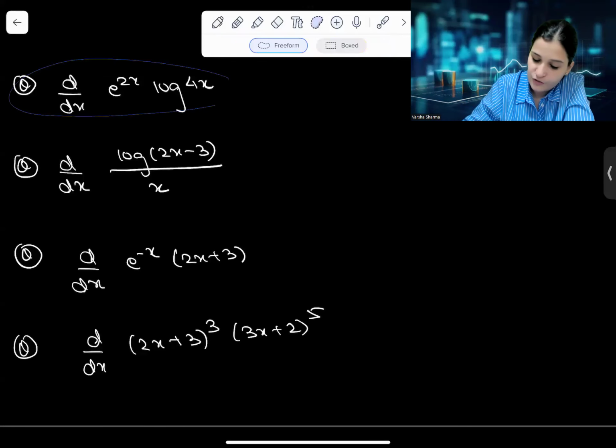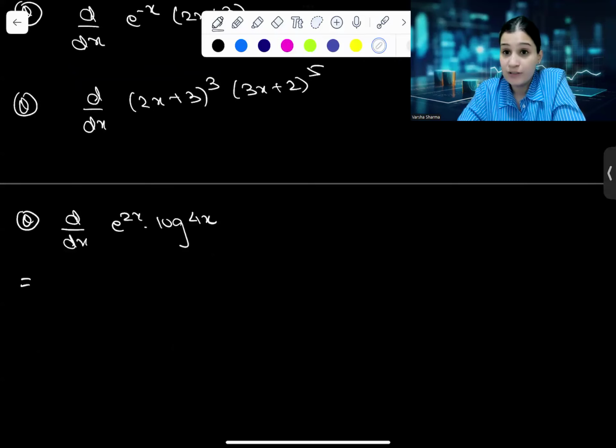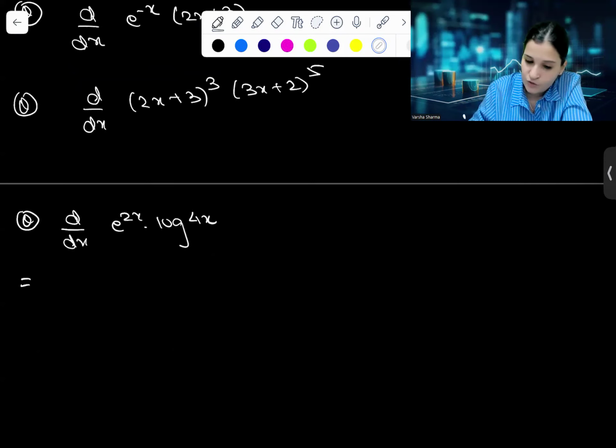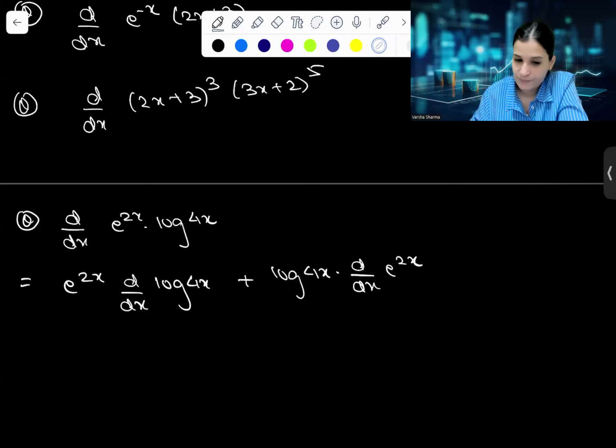Let's discuss. The first one has two variables getting multiplied, so it's a classic case of the product rule. But when we apply the product rule, the chain rule will also be applied in between. The chain rule can be applied in any such scenario, any formula. The product rule says: leave e power 2x, differentiate log 4x, plus log 4x into the differentiation of e power 2x.